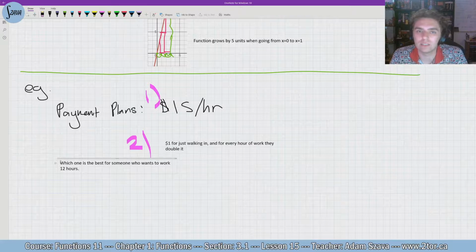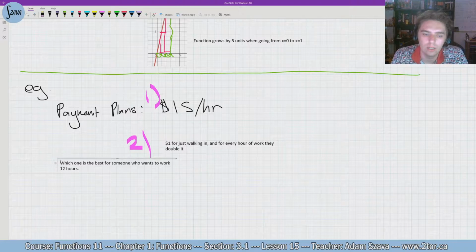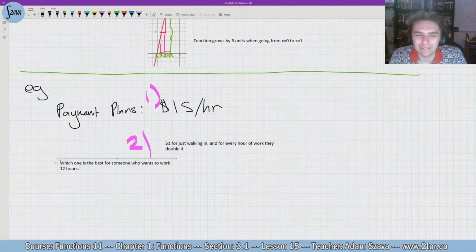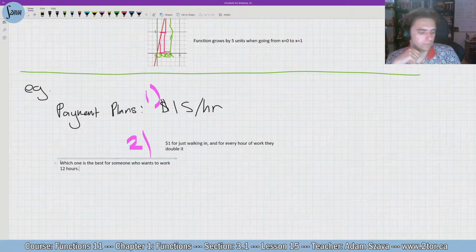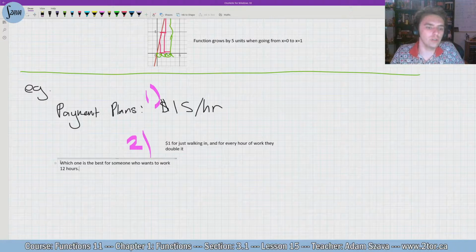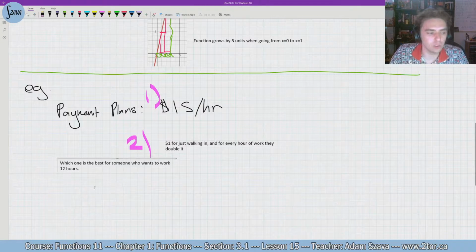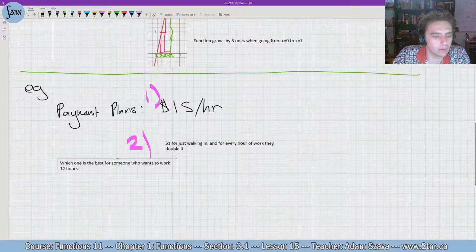The first one is just a nice, normal $15 per hour. That's pretty standard. Every hour you work, you get another $15. Or you can go for this trickier one. You get $1 for just walking in, without even working. And for every hour of work, they double how much you get paid. Essentially, we're trying to determine which one is best for someone who wants to work 12 hours. That is our goal here.